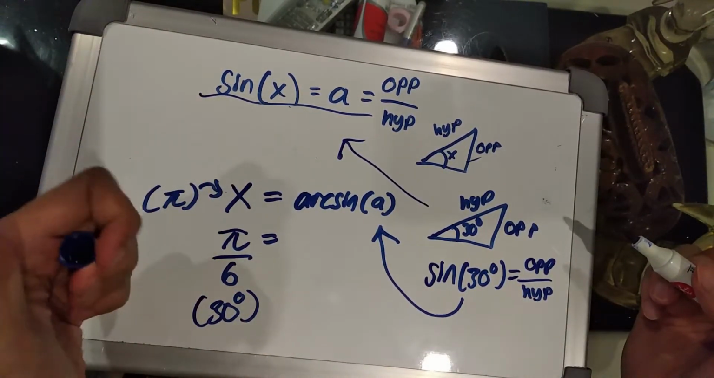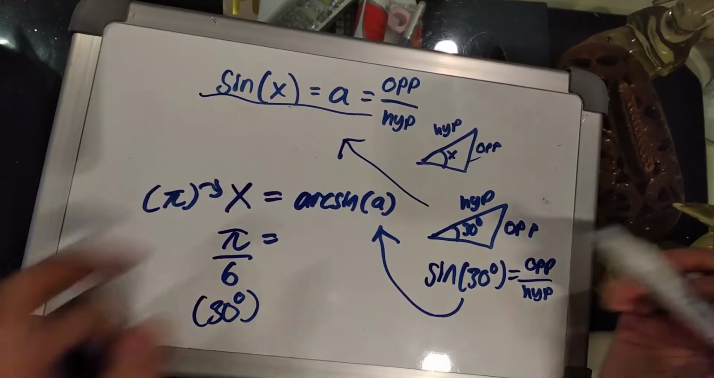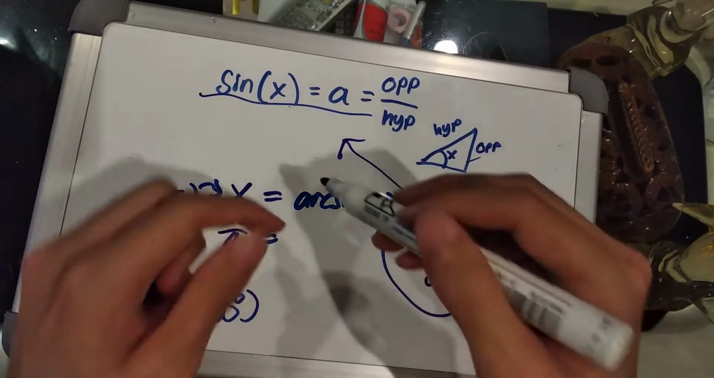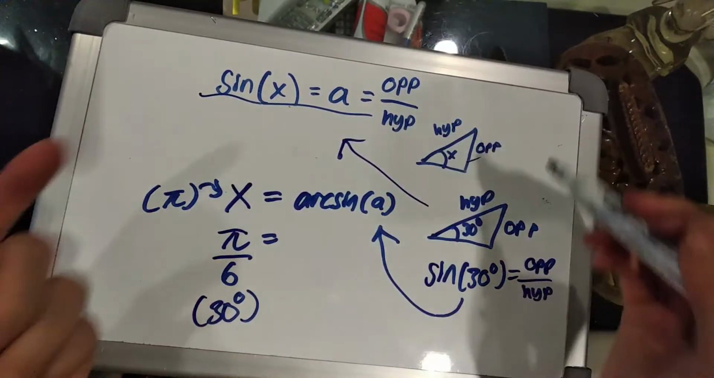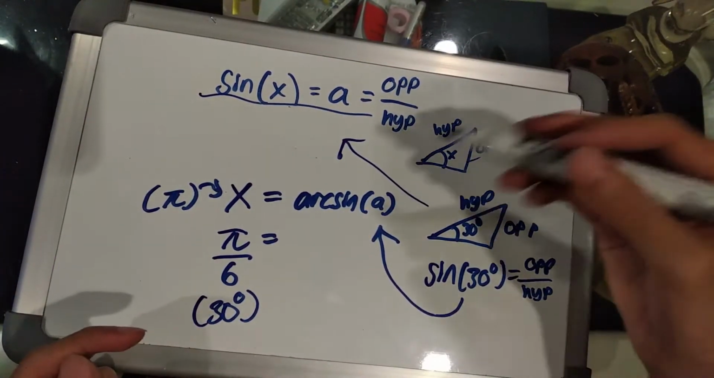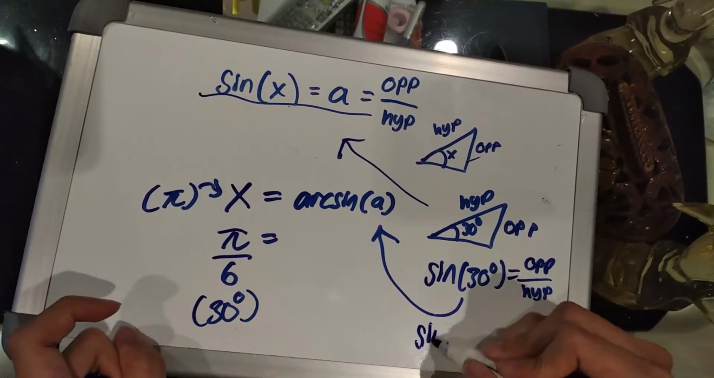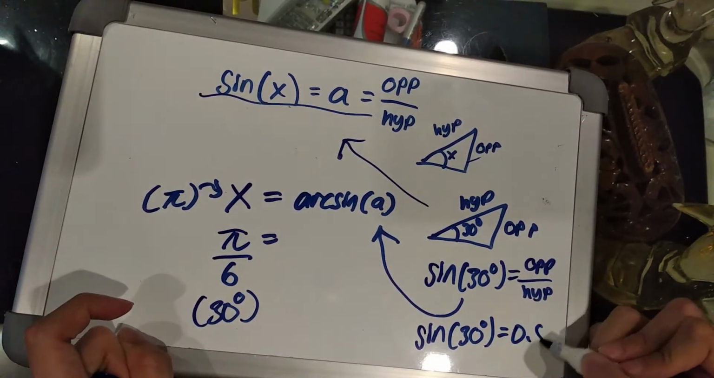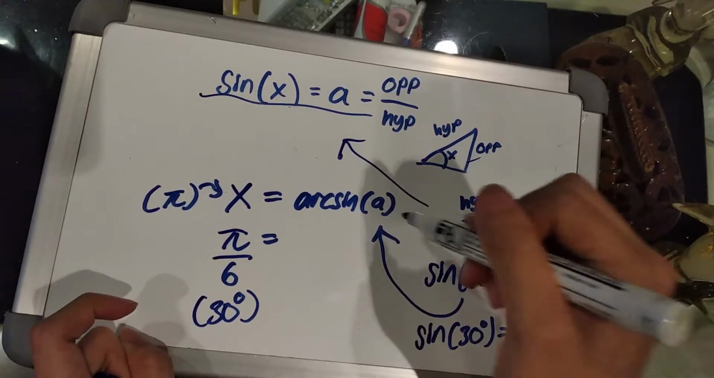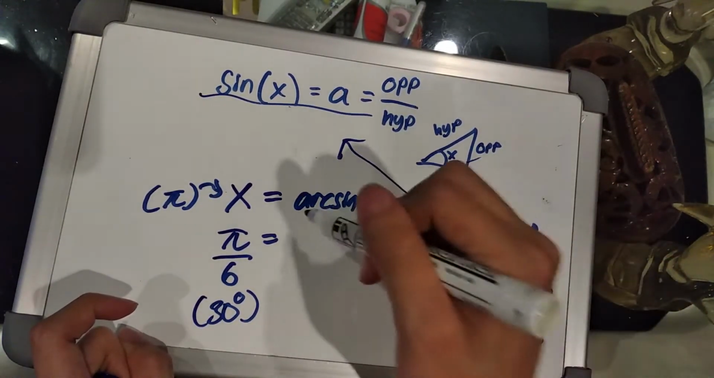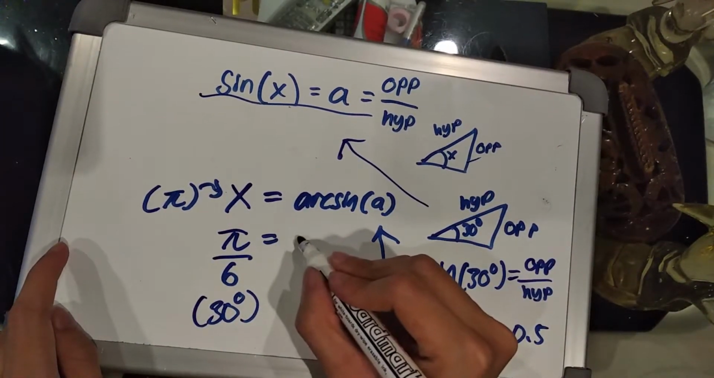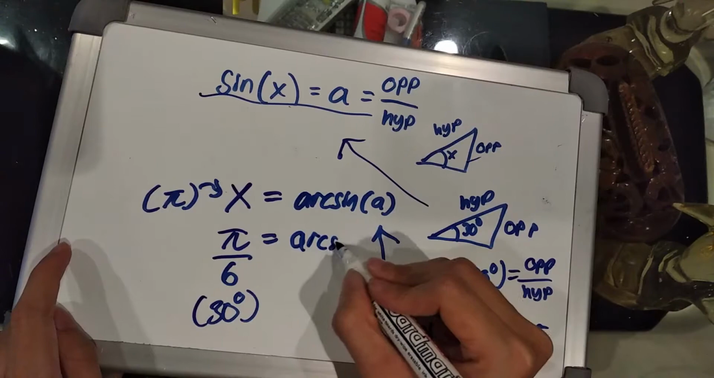Everything makes sense? Hopefully. So if you're a good kid and you remember the sine, cosine, and tangent table, that thing you probably have in your textbook somewhere, then you would know that sine of 30 degrees is actually 0.5, and that would mean that the arc sine of a, the a here, would be 0.5.